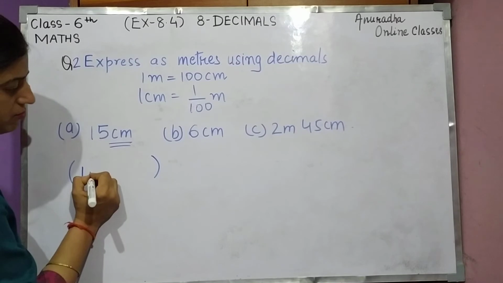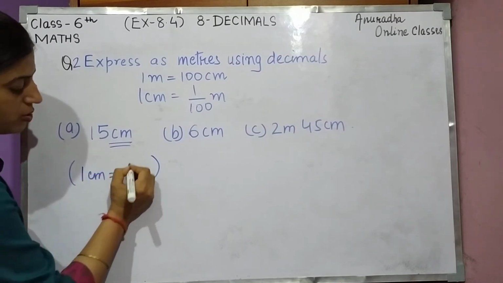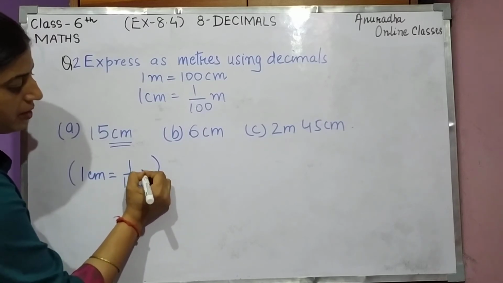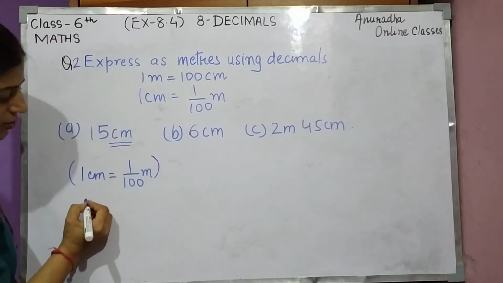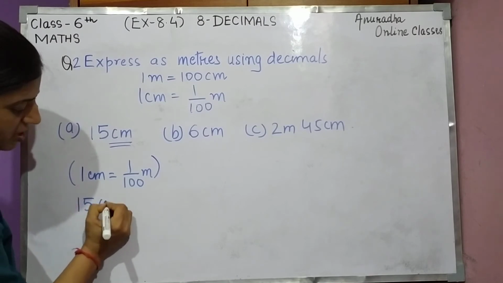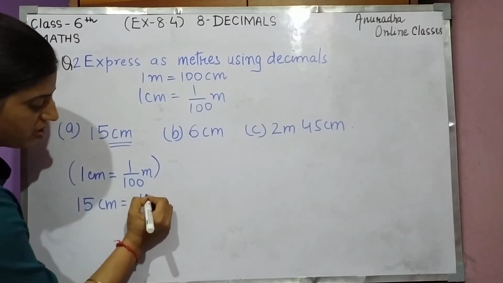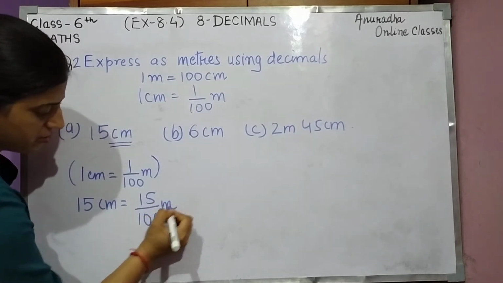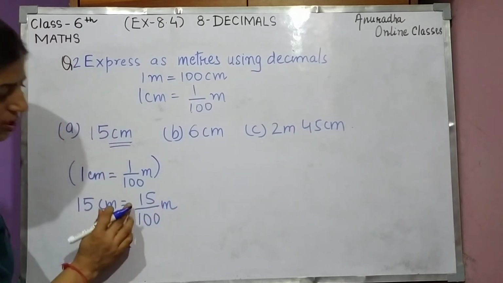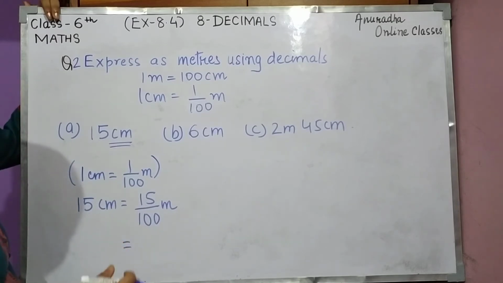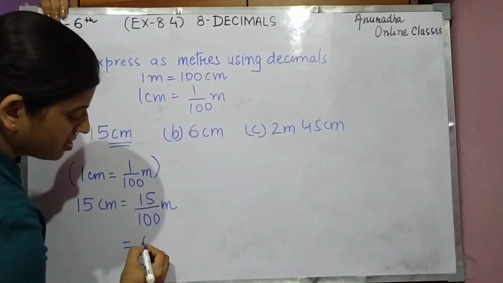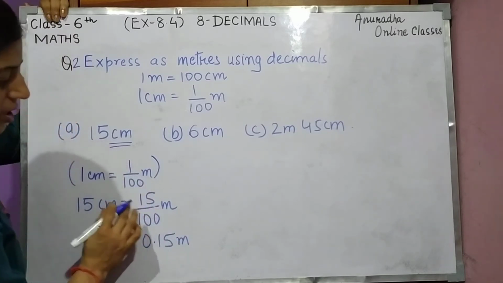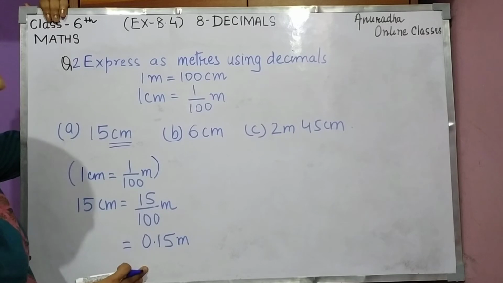That is 1 centimeter is equal to 1 upon 100 meter. Okay, then write down 15 centimeter is equal to 15 upon 100 meter, right? This is equal to, देखो 15 upon 100, that means what, 0.15 meter. दो नंबर के बाद डेसिमल लगाया, this is 0.15.